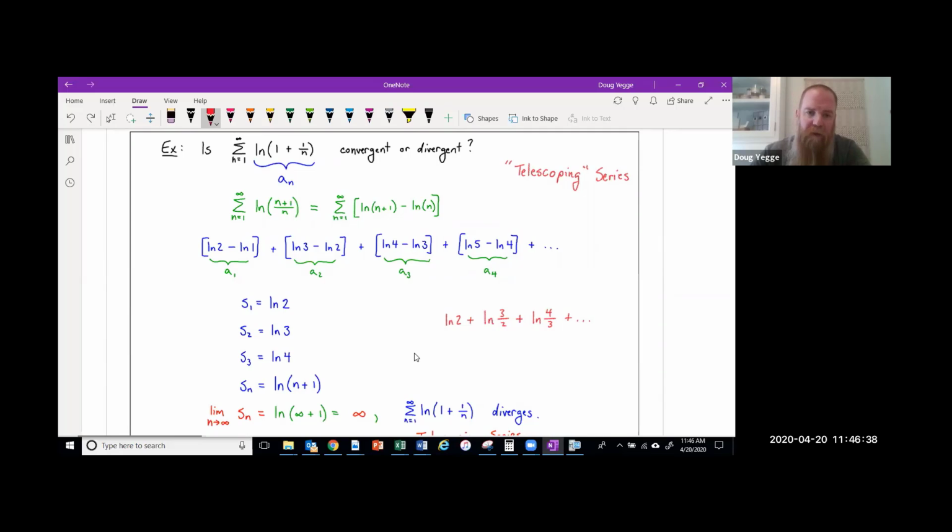But because it's a logarithm of a quotient, I could apply the quotient rule by just separating the argument by subtraction. So what if I were to rewrite this sequence as a difference? Well, a lot of times, telescoping series occur when you see a difference.